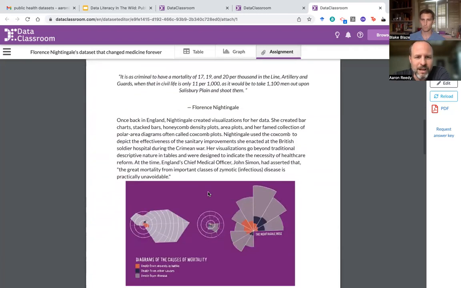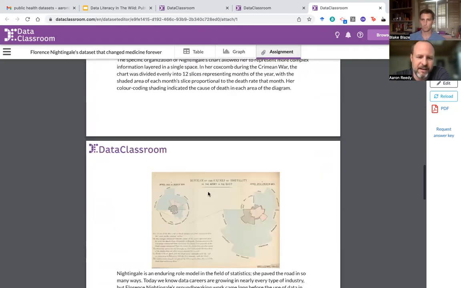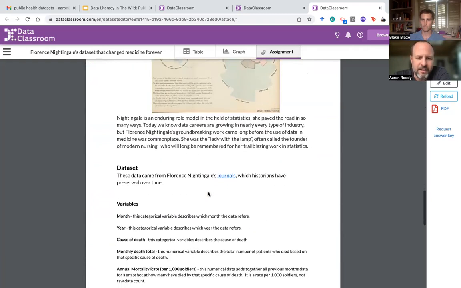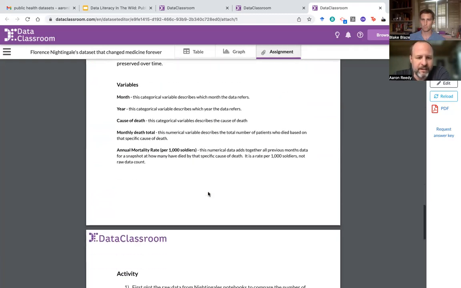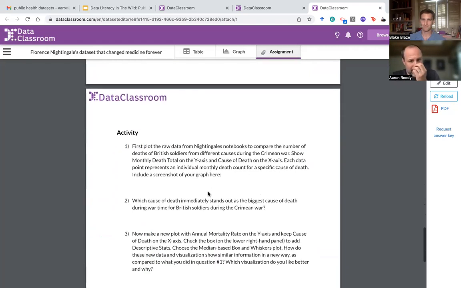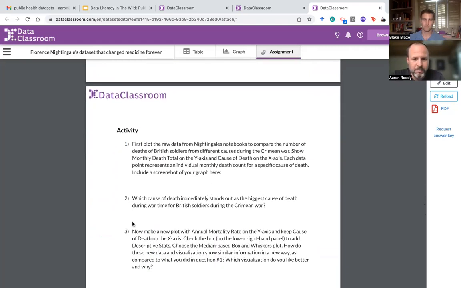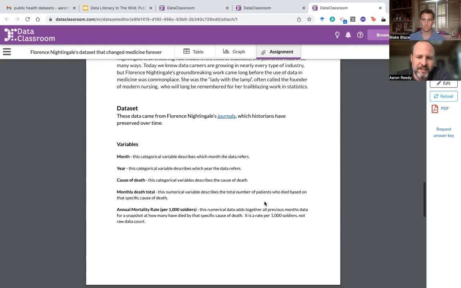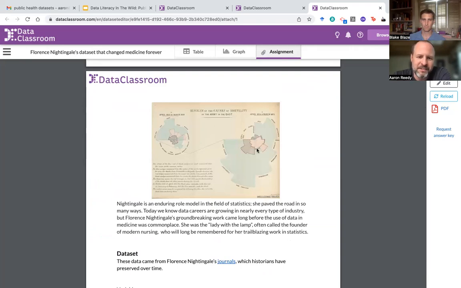sanitation there. So this is the student-facing assignment, and in this assignment, students will look at the data that Florence was looking at, and then they will draw some conclusions from that, and then they will also compare that to the data visualization which Florence Nightingale pioneered, which is this coxcomb plot.